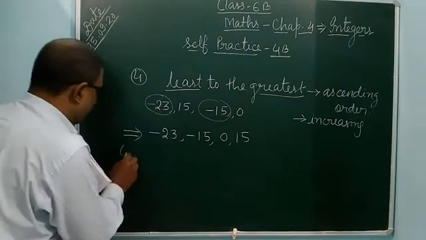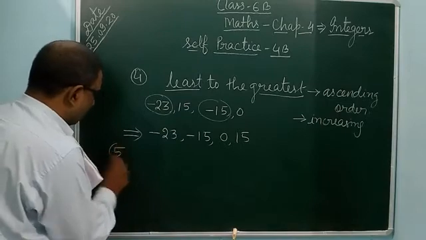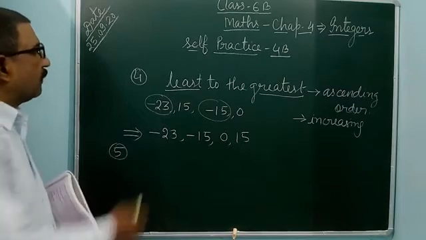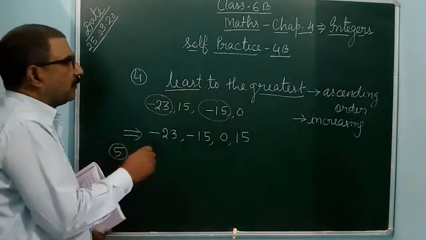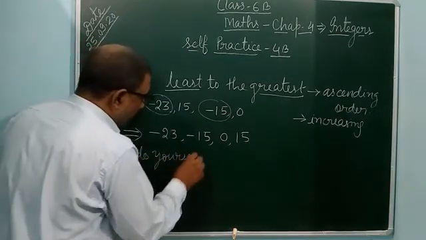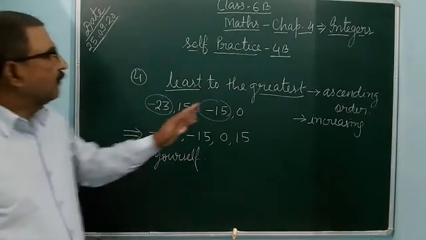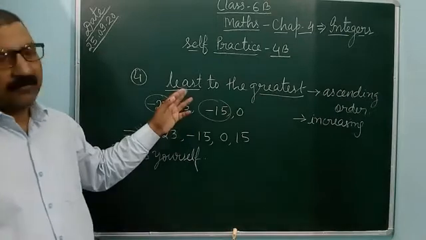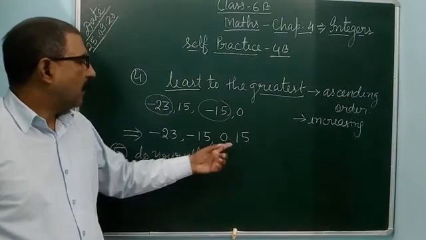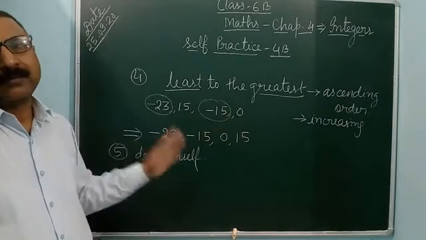Question number 6. Question number 5, you see, order the integers from the greatest to least. The same, vice versa, greatest to least. Question number 5 also, do yourself. Because in question number 5 it is asked greatest to smallest, meaning greatest to least. So firstly, in this way you can order: 15 first, after that 0, after that minus 15, after that minus 23, at last minus 23, because greatest to smallest.